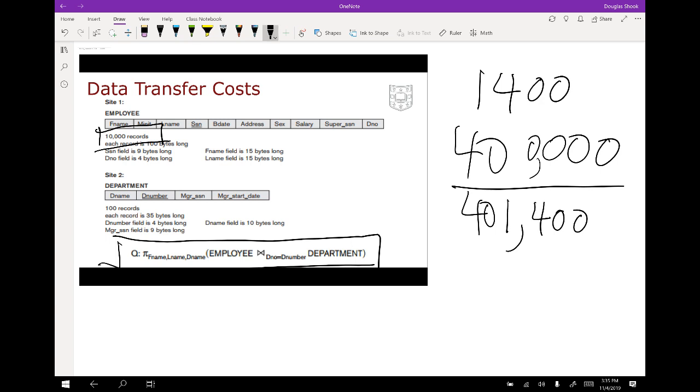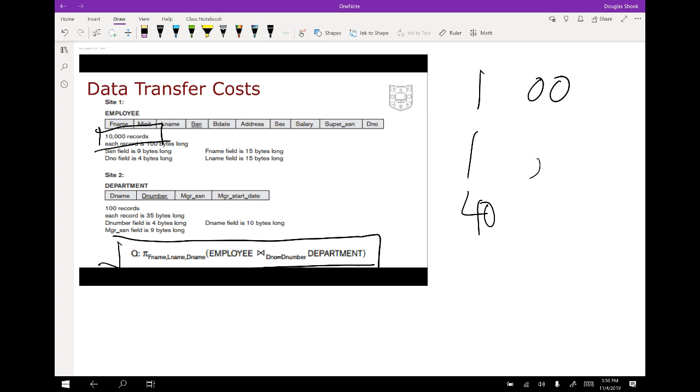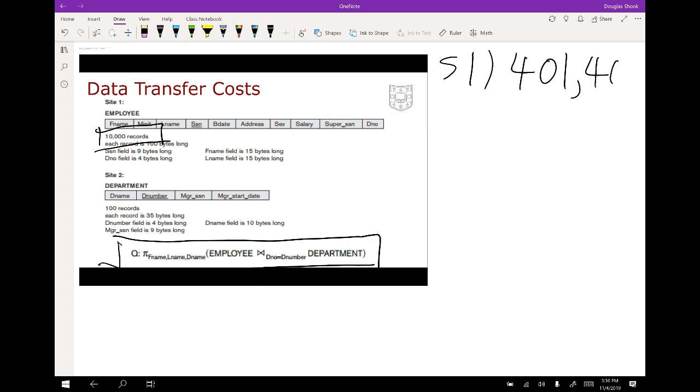This is for site 1. So if I do the join on site 1, I'm saying it's going to take 400,000 and 1,400 bytes, right? All right. So site 1 was 400,000. All right, site 2. I'm going to take the pieces that I need from the employee table, send them over to site 2, perform the join, and then see how much that's going to be.